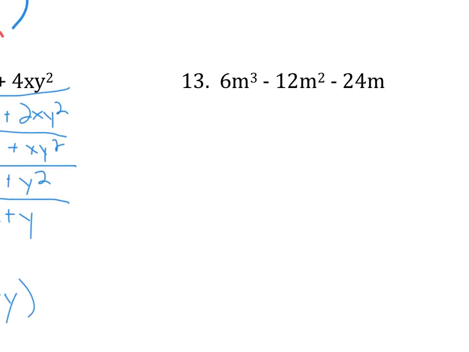All right, 13. So as we look at this, what's the biggest number that goes into 6, 12, and 24? So that is a 6. And then what's our greatest m? We have 3, 2, and 1. And so the greatest that goes in all of them is a 1m. So we have 6m.